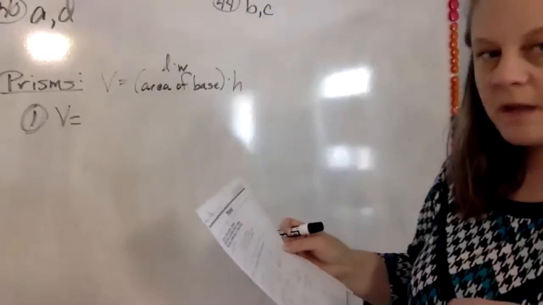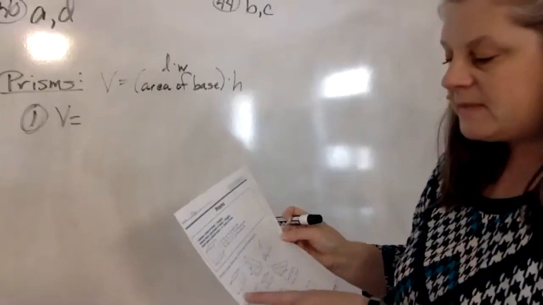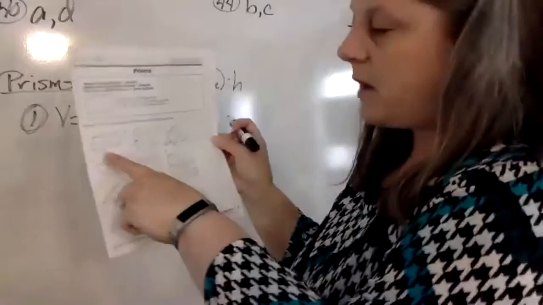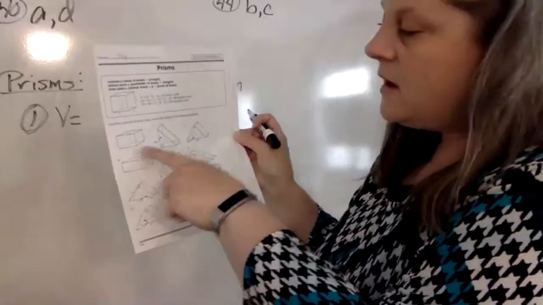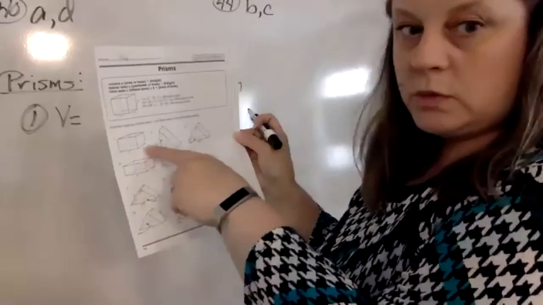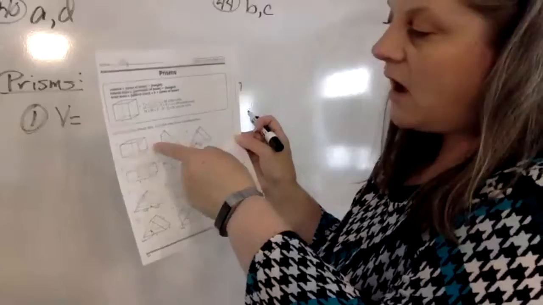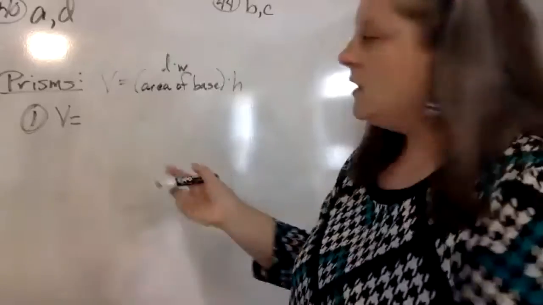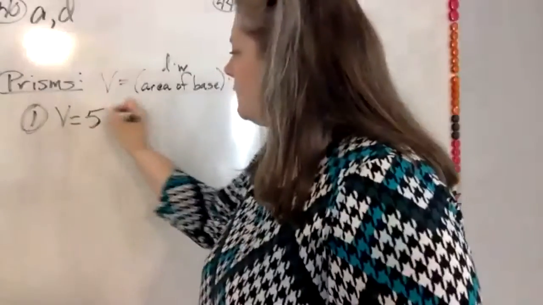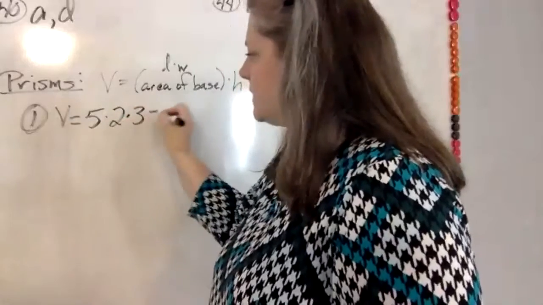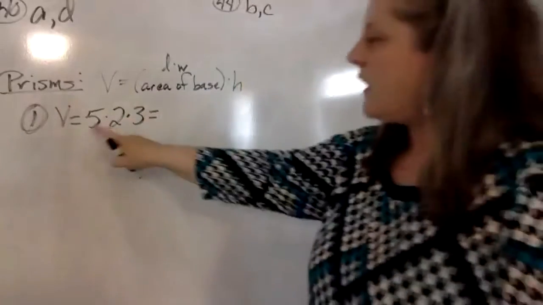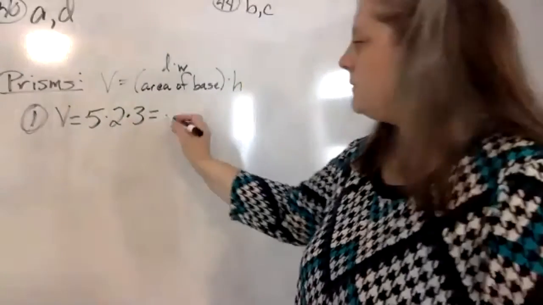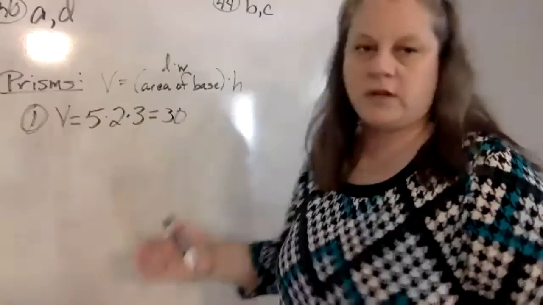Our volume on number 1: the length of my rectangle on the bottom is 5, my width is 2, and the height of the prism is 3. So all you do is 5 times 2 times 3. 5 times 2 is 10, 10 times 3 is 30.